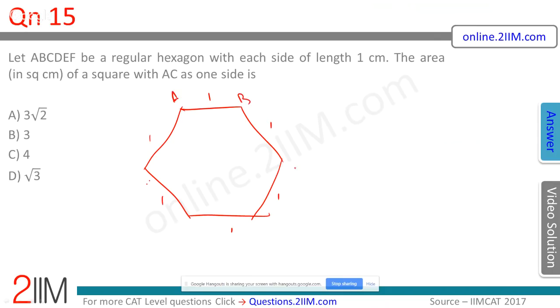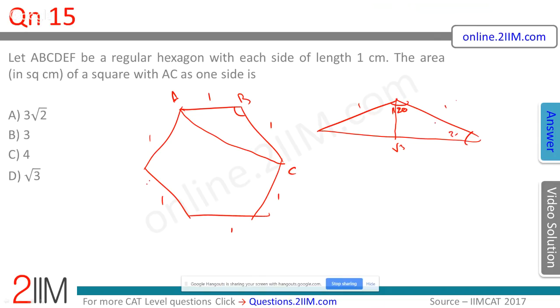A, B, C. I know the regular hexagon angle is 120. So you have an isosceles triangle with angle 120. This is 1, this is 1. I know that for an isosceles triangle with angle 120, the sides are in the ratio 1:1:√3. How do I know this? I know I can draw this. This is 30 degrees. This is 60 degrees. Sine 60 is √3 by 2. This is √3 by 2. This is √3 by 2. Overall is √3. So I know AC measures √3.